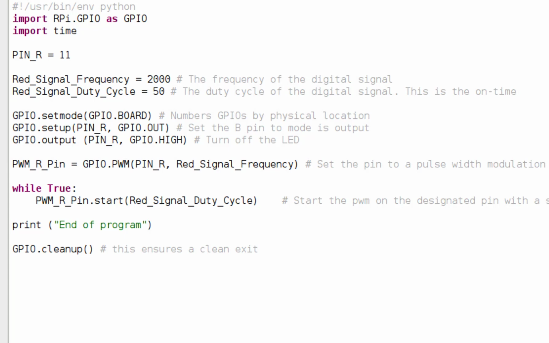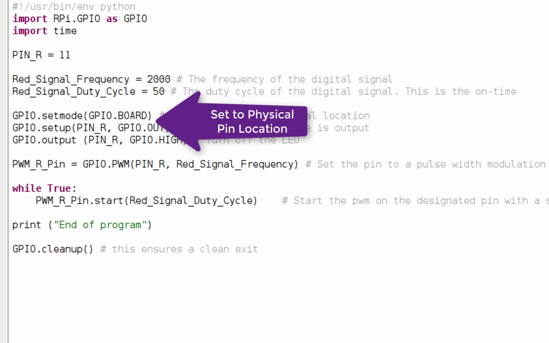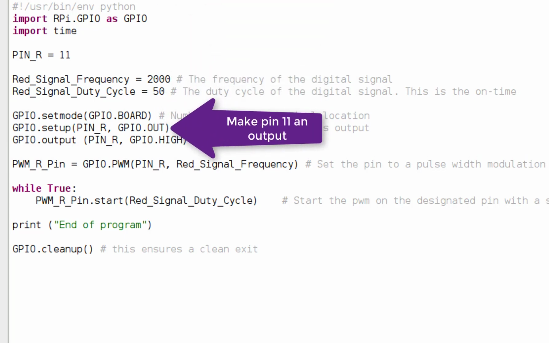The next set, we are changing the physical locations of the pin, and we are telling the GPIO that we want to use the physical locations of each of the pins. Next, we set up pin R to be an output.